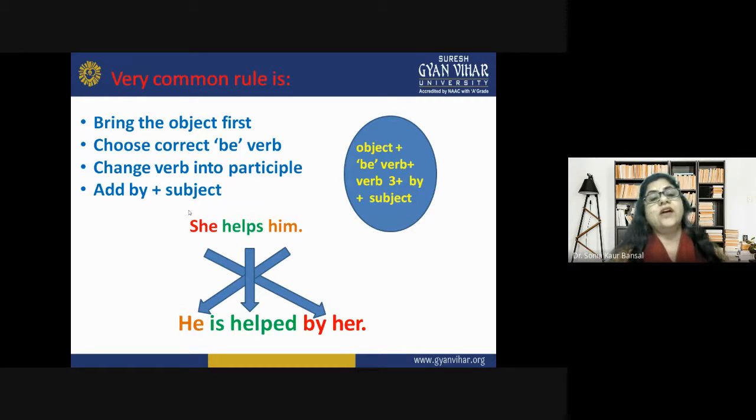Now you can very well understand it with the example given to you on your screen. She helps him. Now with the arrow you can understand she is changed from the subject slot to the object slot, and it has become by her. Helps, as it is simple present tense, becomes helped. So the be form is used plus the verb's third form, and him is put into the subject slot from the object slot. So he is helped by her.